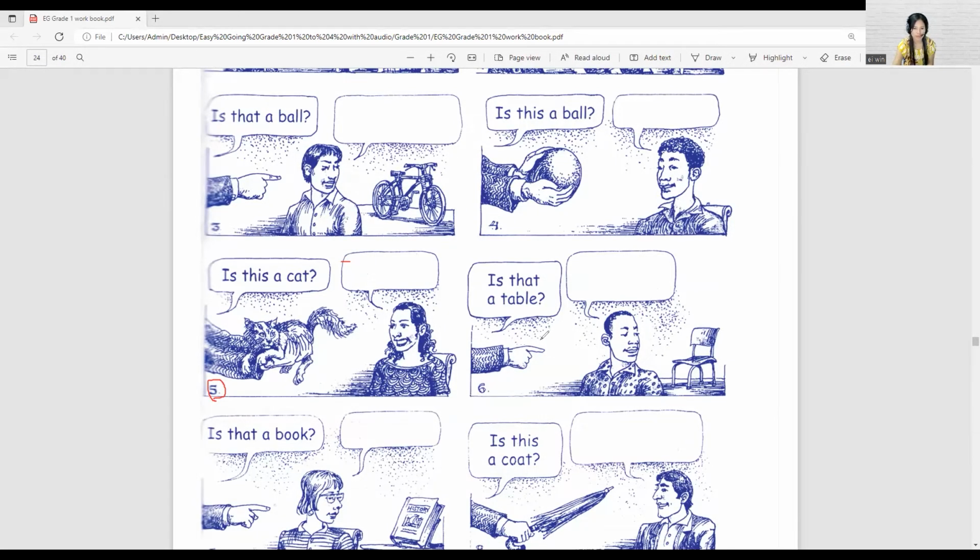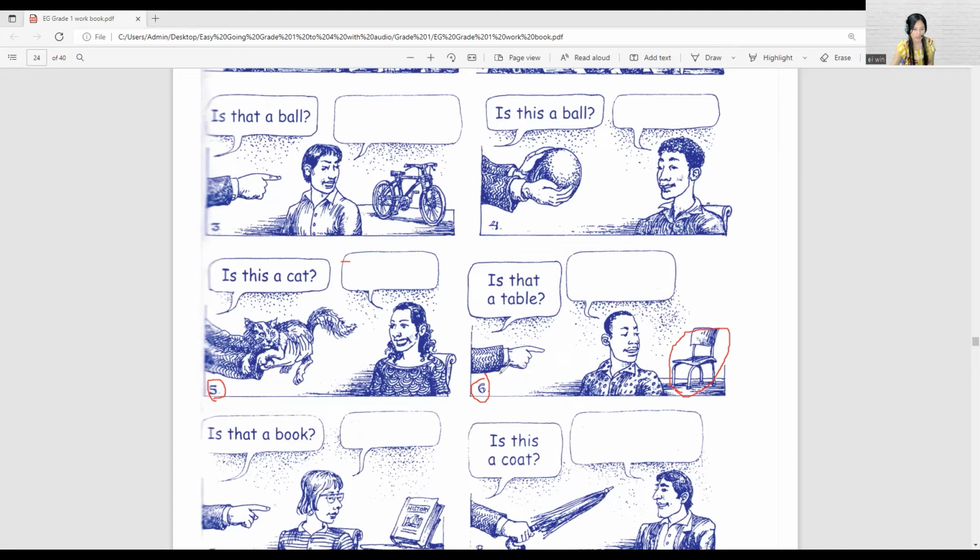So number 6. Is that a table? So what is this? This is not a table, right? This is a chair. So no, it isn't. It is a chair.